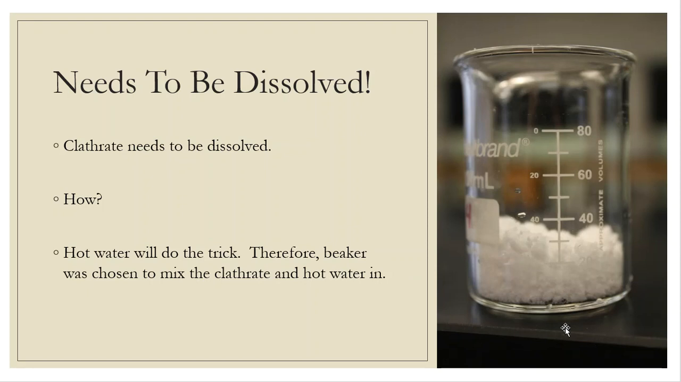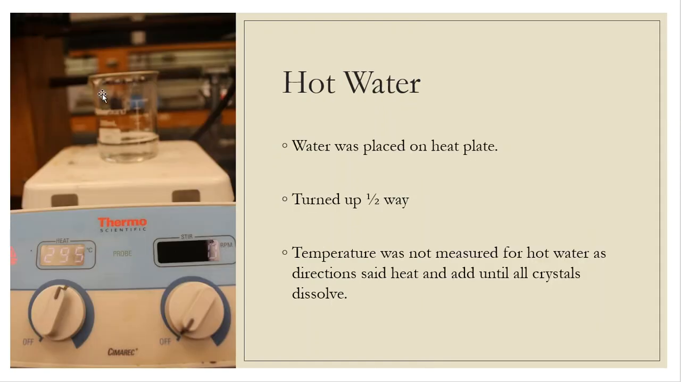So over here to the right-hand side, you're seeing the alkane clathrate, and the lab directions are going to tell me how to dissolve it. It says use hot water. That's all that you got to do. Use hot water. Okay, so I'm going to take a hot plate. I'm going to put a beaker with some water in it. I'm going to heat it up.